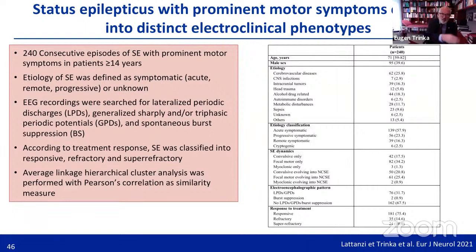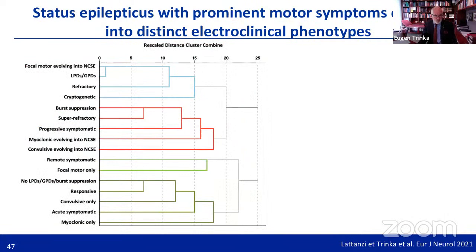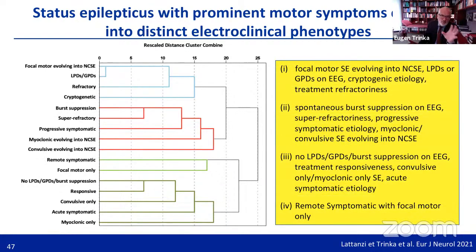As I said previously, focal status may evolve into bilateral tonic-clonic status, may evolve into non-convulsive status. And these factors, of course, are important in the analysis of these entities and drawing some conclusions. And what she found, or what we found, is that status epilepticus clusters into 3 different types. There's a 4th one, which is probably only a minor one. You see the clusters based on their similarity and rescaled distance, how they appear. Number 1: focal motor evolving into non-convulsive status, LPDs or GPDs on EEG, cryptogenic or unknown etiology, and treatment refractoriness. So that's an important cluster.